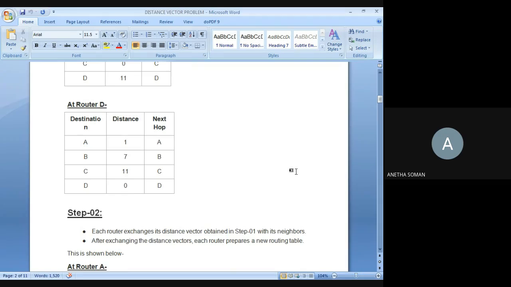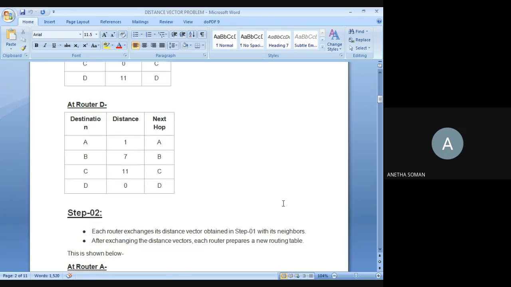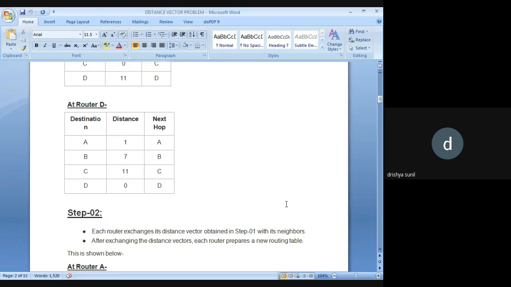Now assume your reference node is router A. You are at router A, right? Now, who are the neighbors of A? From where does it get the distance vectors? Who are the neighbors of router A? D and B. Yes, B and D are the neighbors.